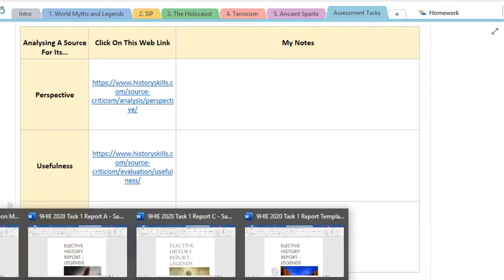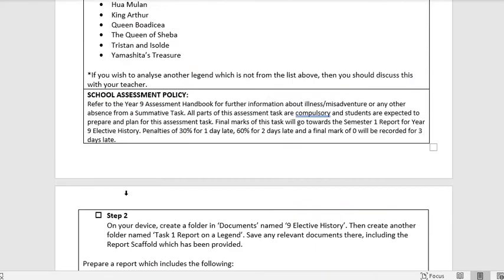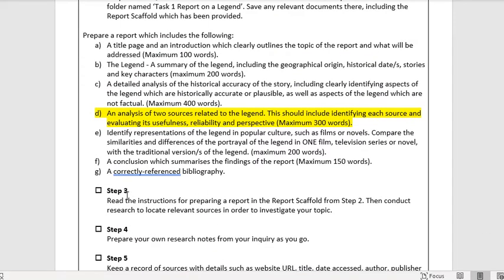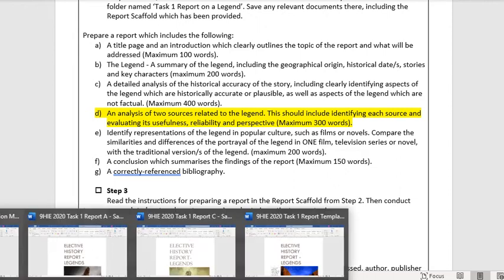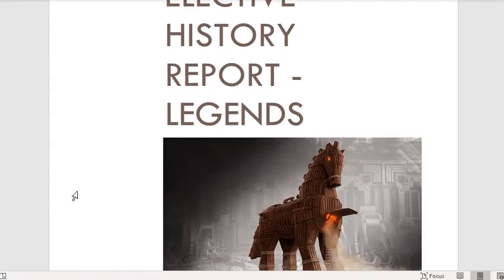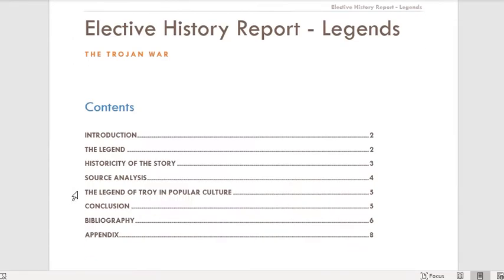In this lesson, we're going to try and apply that to our report on a legend. And to go back to our instructions, we're analyzing two sources. We've got to identify each source and evaluate for its usefulness, its reliability, and its perspective within 300 words. Let's have a look at how the A sample that you've been provided has done it.